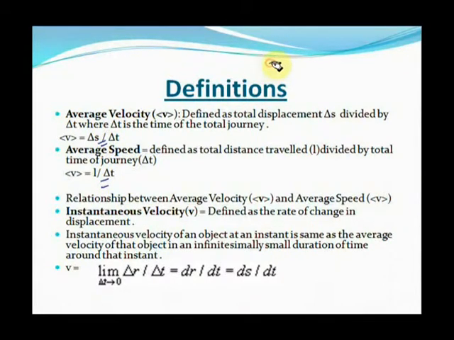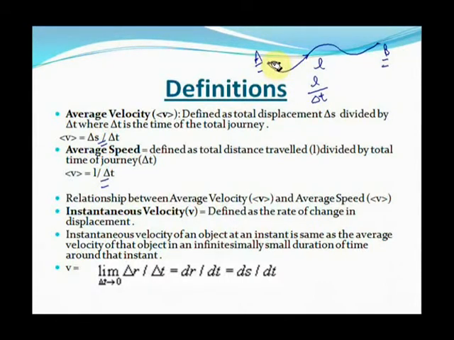So now suppose there are 2 points, point A and point B, and a particle takes this path to reach point B from point A. So the length of this path is L. Then the average speed will be L by delta t, where delta t is the time taken by the particle to move from point A to point B.